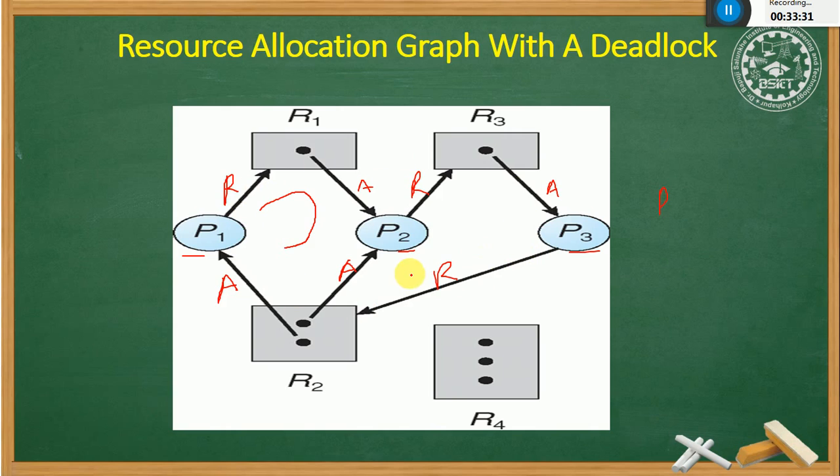If there is a cycle in the graph, it indicates that the system is in deadlock. In this system, a deadlock is certain. Okay, because there are three processes, they must be completed, but they cannot be completed because the alternate resource is held by another process. So P1 is waiting for P2, P2 is waiting for P3, P3 is waiting for P1. So a cycle inside the resource allocation graph will identify a deadlock condition.